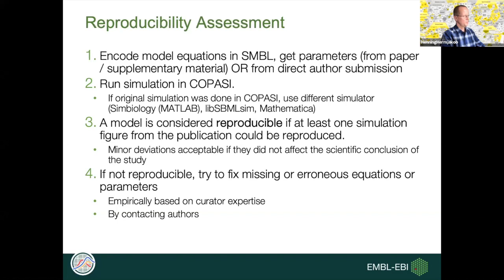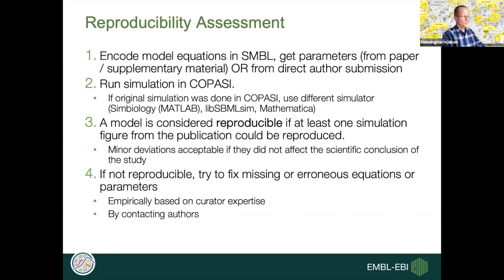And we considered a model reproducible if at least one simulation figure from the publication could be reproduced. And we would accept minor deviations if they did not affect the scientific conclusion of the study. So a fit which is not totally perfect between our simulation results and the published figures would be okay. But let's say if the amplitude or the periodicity of a time course is twice, then clearly this is not acceptable.